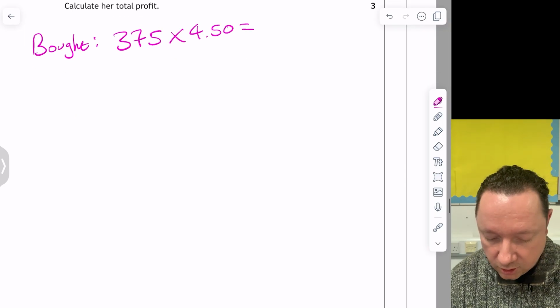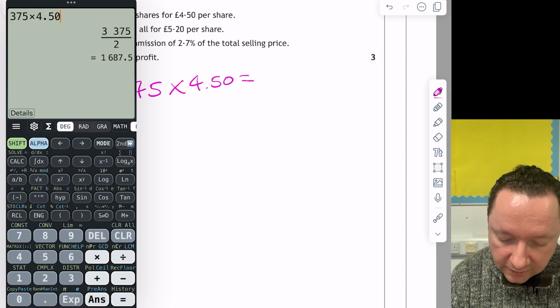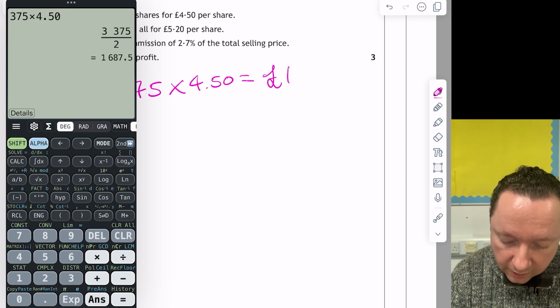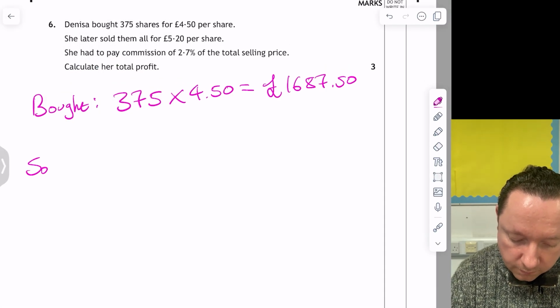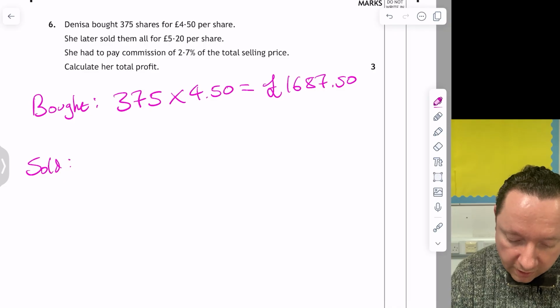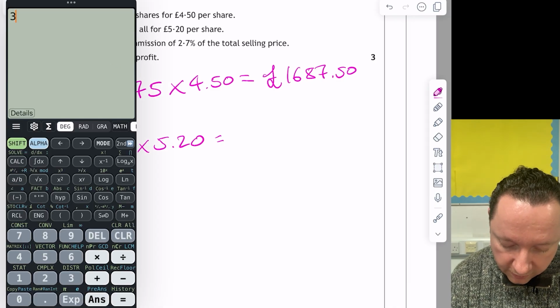So that's a calculator job. That gives me 1687.5, £1687.50. So that's what she bought them for. And then in terms of selling them, we've got 375 times £5.20. 375 times £5.20 is 1950.